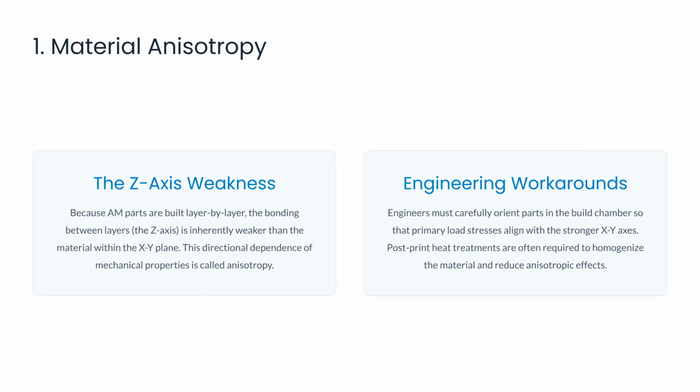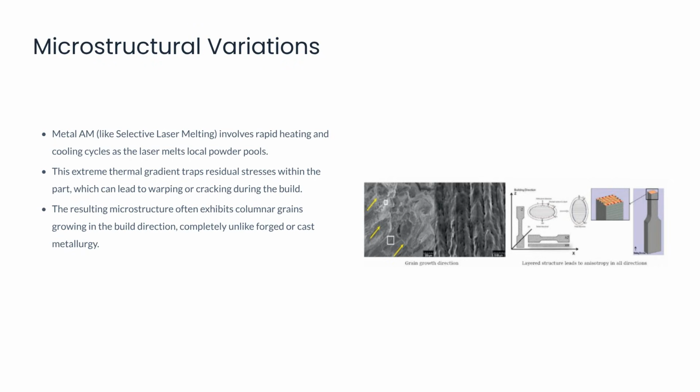A primary limitation is material anisotropy. Because parts are built layer by layer, the bonding along the z-axis is inherently weaker than in the xy plane, requiring careful part orientation and thermal treatment to manage. In metal additive processes, rapid heating and cooling cycles create significant thermal gradients. This traps residual stresses, causing potential warping or cracking, and results in a microstructure that differs significantly from forged or cast materials.